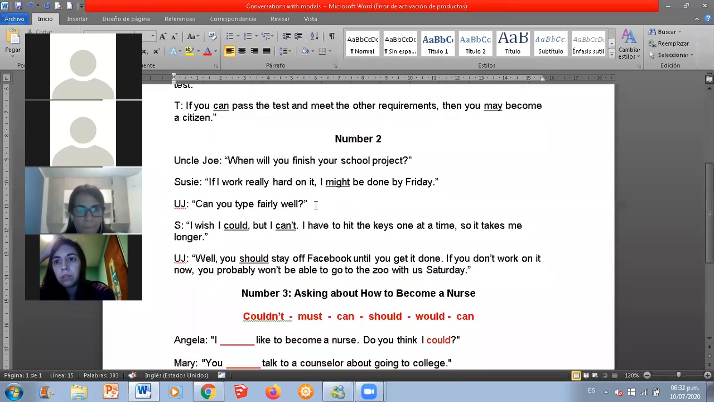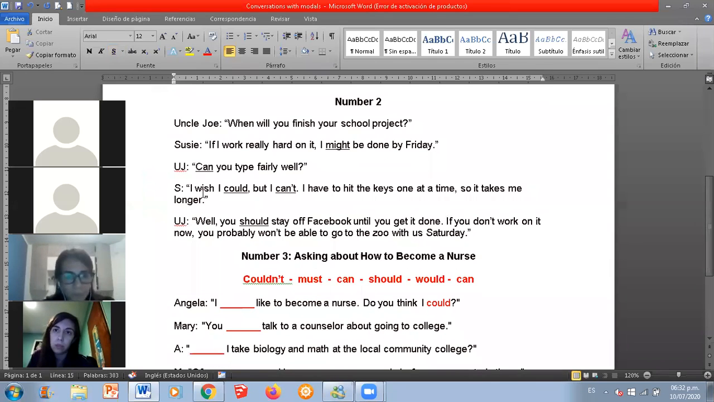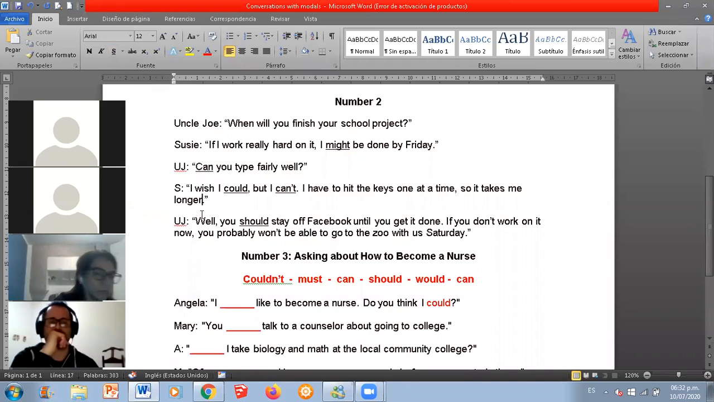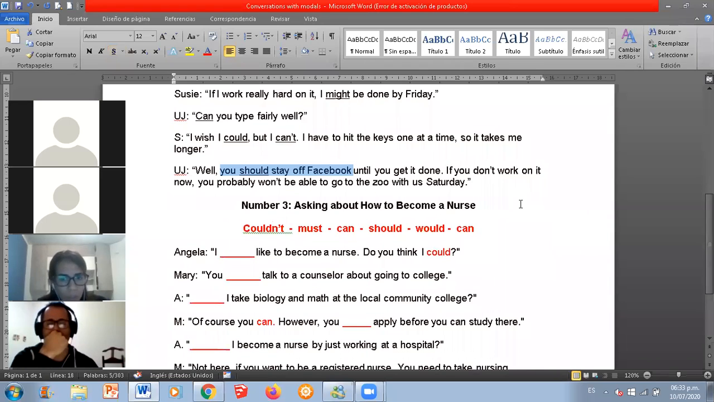Okay, very good. So we have again the modal verbs. I might. She is not sure if she could finish by Friday. I might be done by Friday. Can. I forgot to underline that. Can. Can you? Ability. Can you? I wish I could. The past, could. I wish I could, but I can't. And again, an advice. He is giving some advice. You should stay off Facebook.